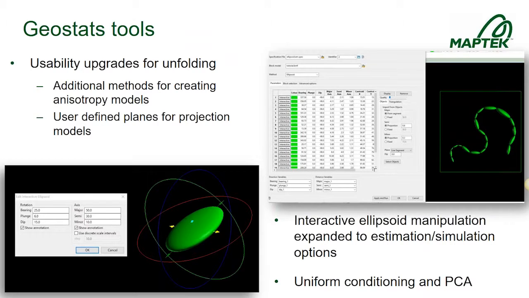Continuing on in the geostats realm of things, there have been a number of enhancements to existing options as well as the development of some new tools. On the unfolding side of things, which has seen a surge of popularity in the last number of years, we've enhanced both the methods for creating anisotropy models as well as projection models.